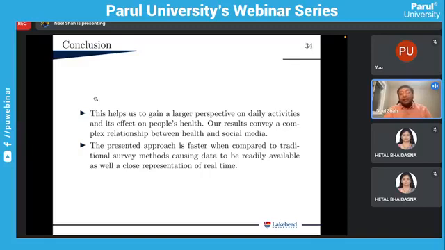The presented approach is faster, way faster, I would say, compared to the traditional survey method, causing the data to be readily available, as well as a close representation of real time, because this system is updated every second and can give a result with as short as 1 day notice for the data analytics.